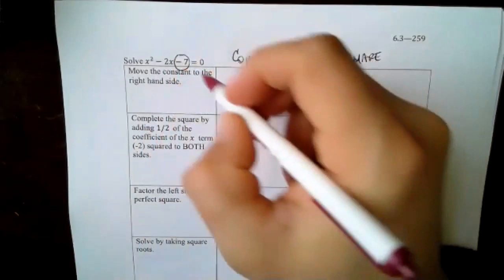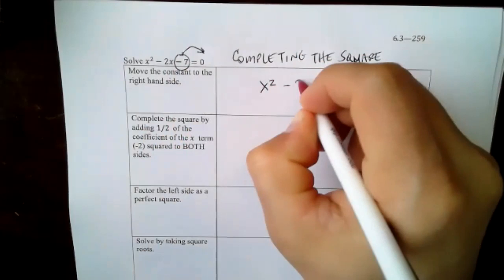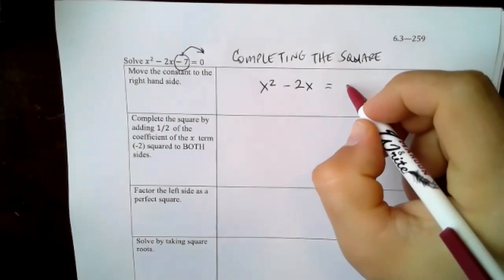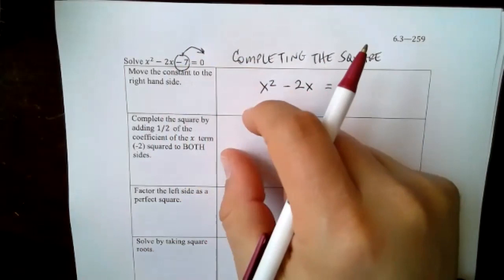And so we'll move the constant to the right hand side, which is this. That means we move it over here. And so we're going to say x squared minus 2x equals, I should have left a gap right there, but I didn't, equals 7. So if I move that negative 7 over, it becomes a positive 7.